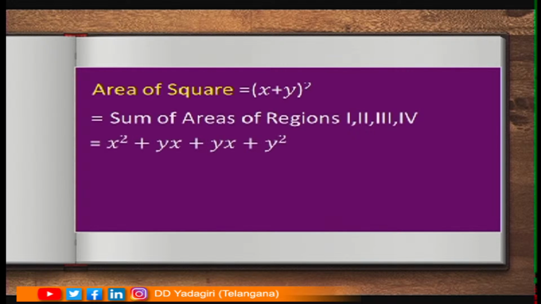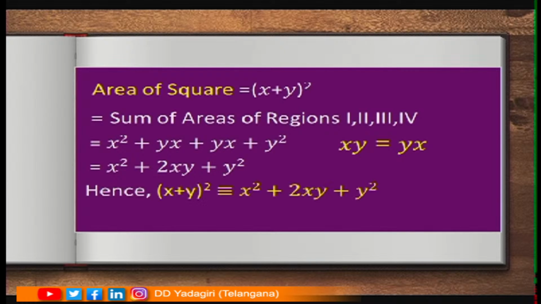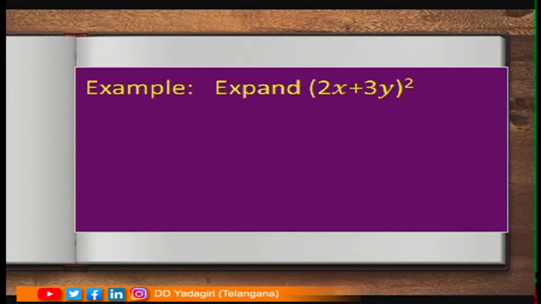So, the first region area is x square, the second region area is yx, the third region area is yx, the fourth region area is y square. So, we can say that because xy is the same as yx, you can replace yx with xy, you get x square plus xy plus xy plus y square. So, xy plus xy is 2xy. So, it is nothing but x square plus 2xy plus y square. So, you can say x plus y whole square is equivalent to x square plus 2xy plus y square geometrically also.